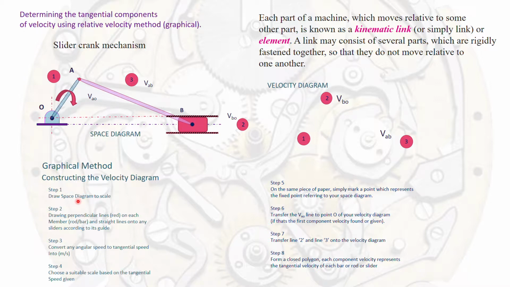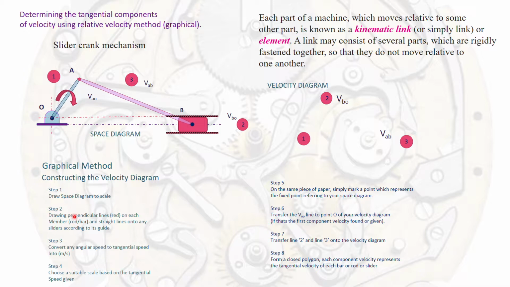First step, draw the space diagram to scale. This is the space diagram. If the dimensions are given, then you will be able to draw it perfectly, with the angle, the length of the crank and the length of the connecting rod, and the distance between the fixed point and the slider at that instant. You have to scale it: usually we take 1 cm equivalent to how much of the OA length, AB length, and the distance of OA. And of course, you need to know the angle in this case.